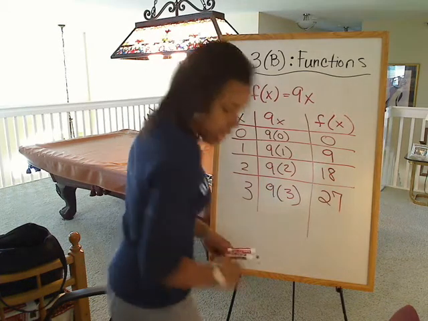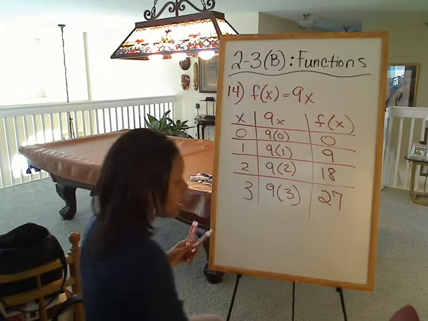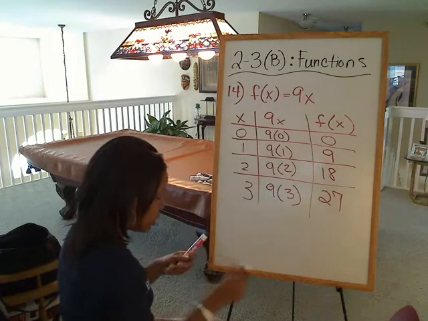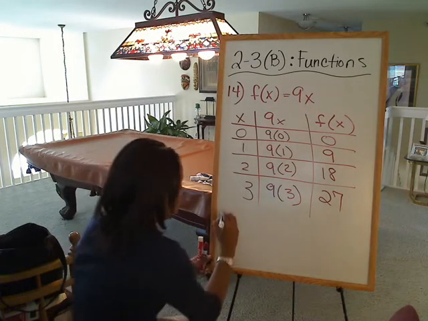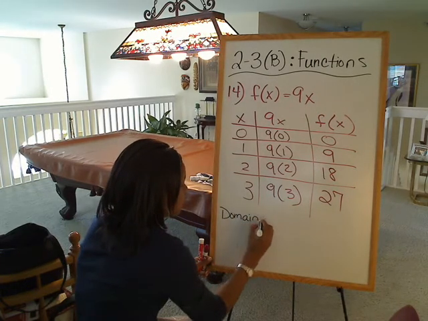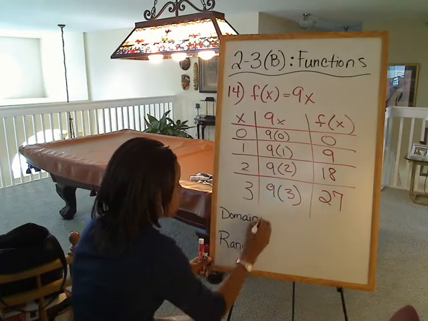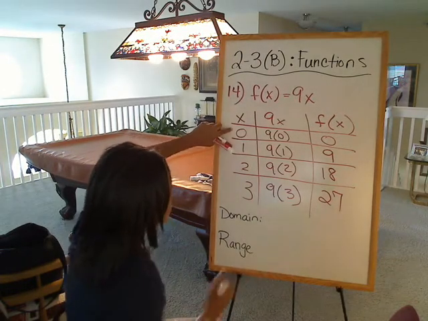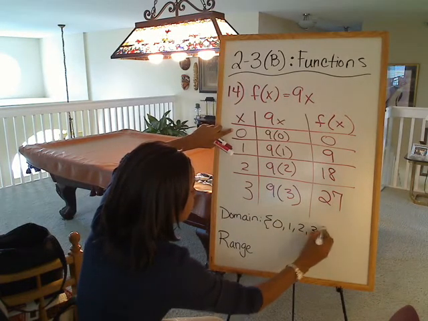And one thing that I forgot to do on number 11 is they told us to state the domain and the range. If you remember from the other lesson, domain is your x values, and range represents your y values. So these are your x's. So the domain is 0, 1, 2, and 3.